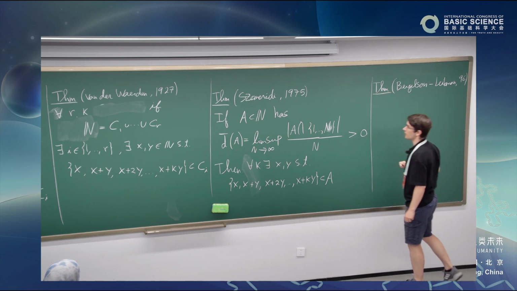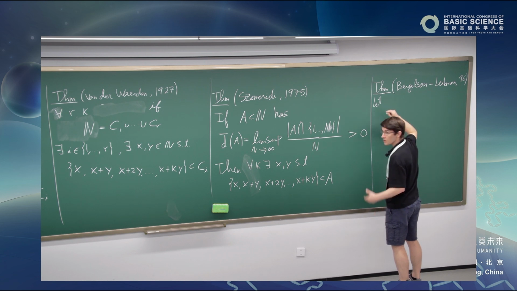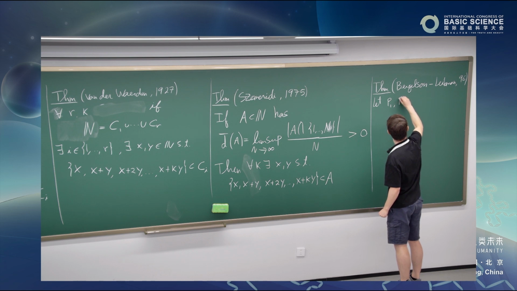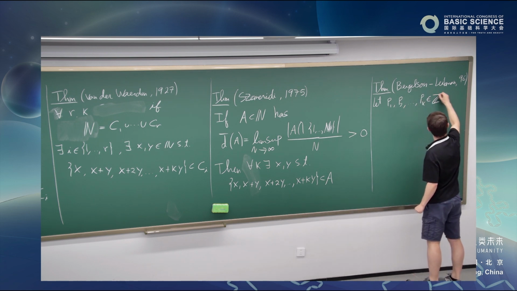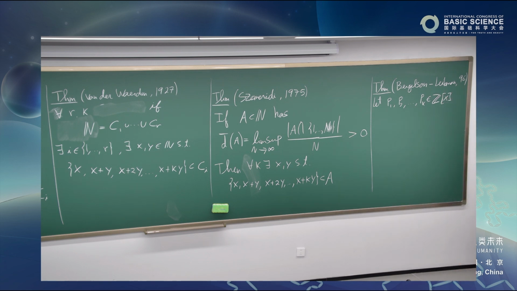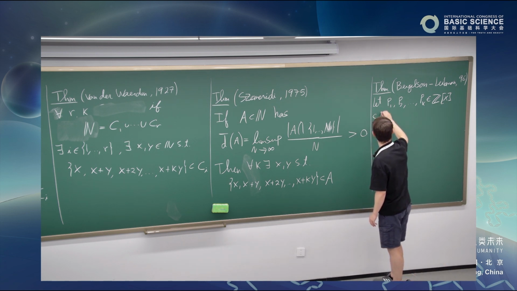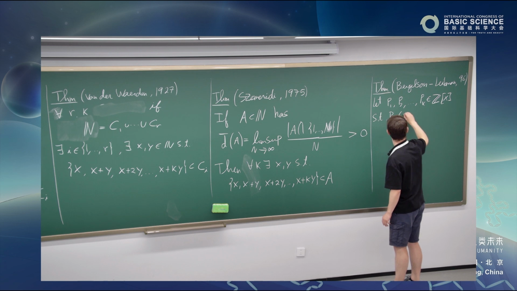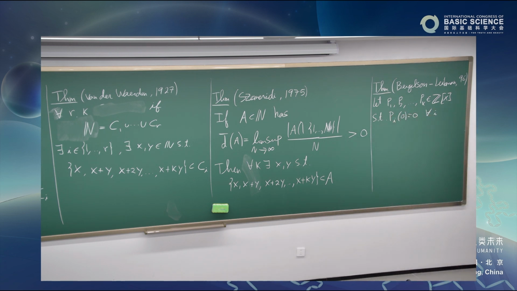And they showed the following. So first I need to give myself some polynomials, P1, P2, up to Pk, polynomials with integer coefficients. And I do need to assume that they have no constant terms. So Pi of 0 is equal to 0 for all i. Okay? So any polynomials with no constant terms.